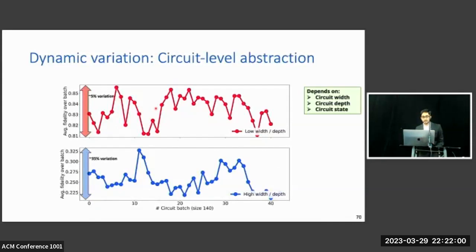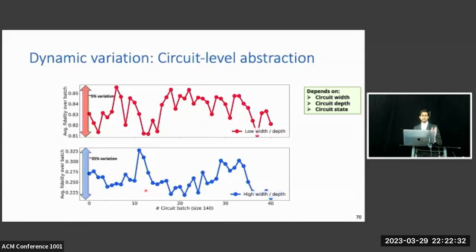Right now, when your circuits are low width, which means few qubits, and low depth, which means only a few gates, you might have a graph like the one you see at the top, where there's only a limited variation in the fidelity of these circuits. But if you look at the graph at the bottom, this is a high width and high depth circuit, and the variation becomes much more significant. Even if there is one qubit having a significant transient fluctuation, and this qubit is on the critical path, then it can significantly affect the output of your circuit.